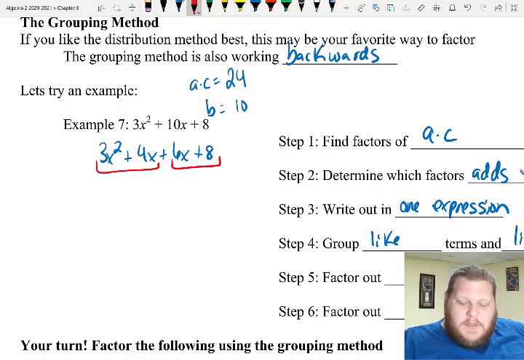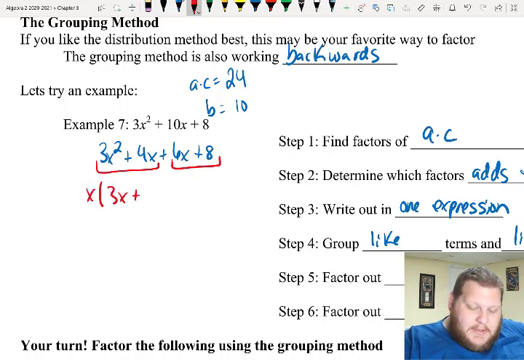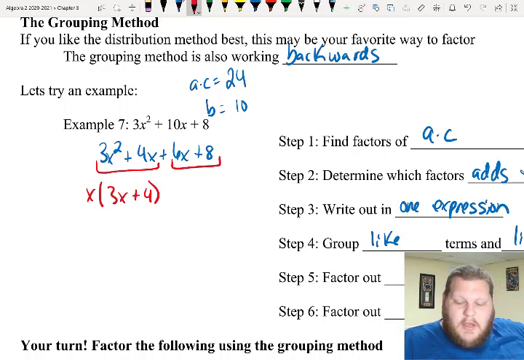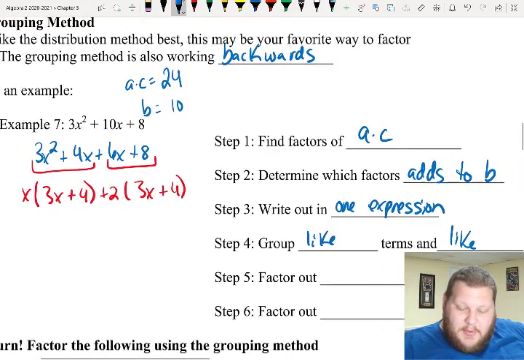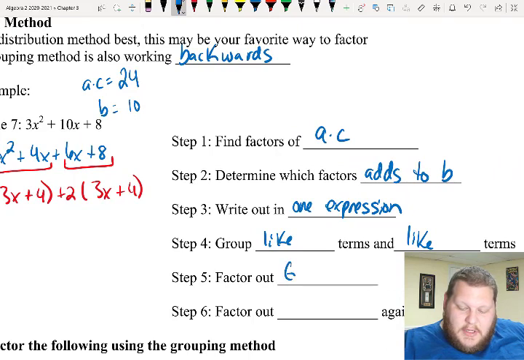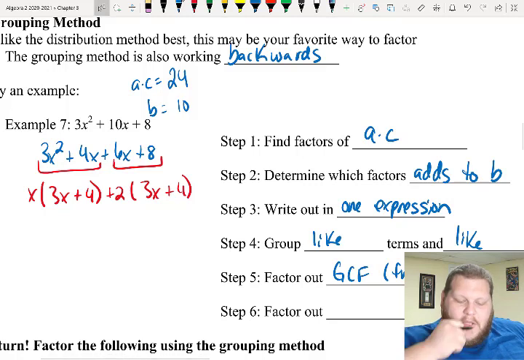So here, if I look at my first pairing, 3x squared plus 4x, they have an x in common. So x times 3x plus 4 is what I would be left with. My 6x plus 8 have a 2 in common, so positive 2. And here again, I'm left with 3x plus 4. So what I'm doing here for that step is actually step 5. I'm factoring out a GCF, and again, this is going to be from each group, each pairing. So that's what I did.